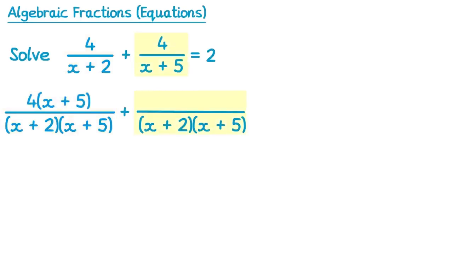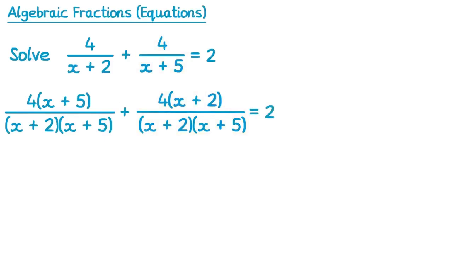So to get from x plus 5 to x plus 2 multiplied by x plus 5, we multiply by x plus 2. So on the top, we need to multiply by x plus 2 as well, and that's 4 lots of x plus 2. And of course, the right hand side is still just 2.